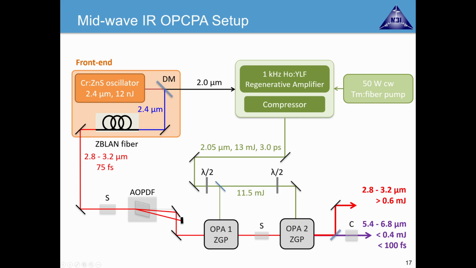And then after the second amplification stage, we have tunable signal pulses with up to 600 microjoules of energy, and we have a tunable idler wavelength between 5.4 and 6.8 micrometers with up to 400 microjoules and less than 100 femtosecond pulse duration, but these are details I will come to now.